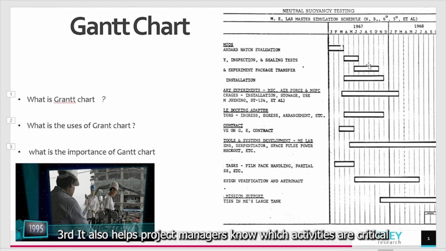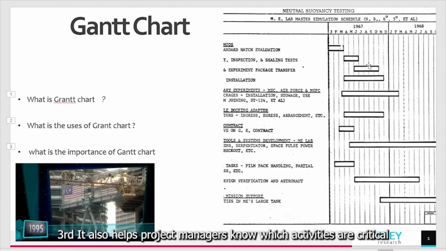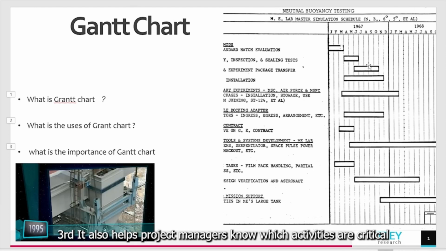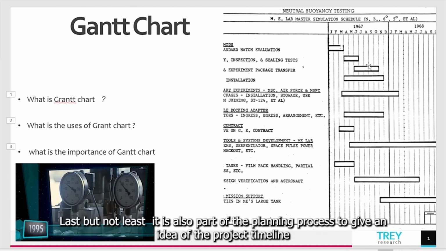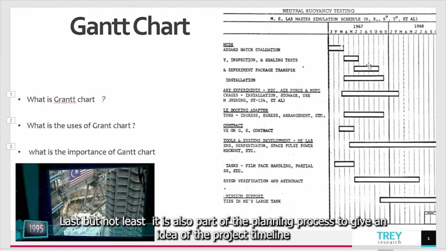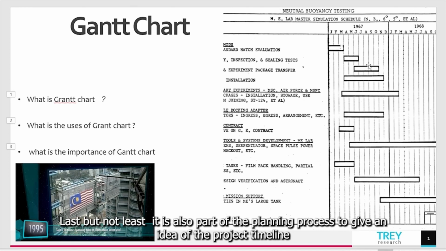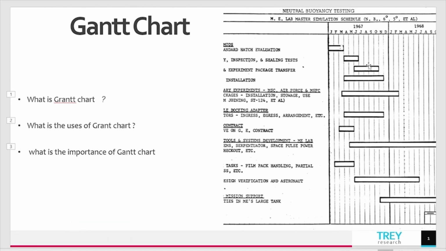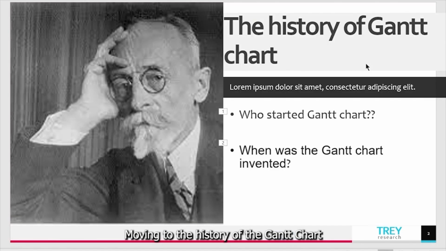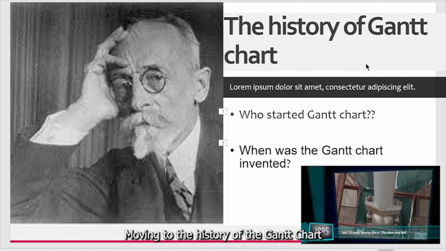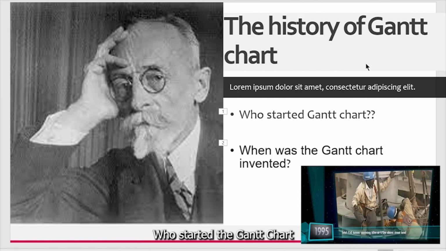Third, it also helps project managers know which activities are critical. Last but not least, it is also part of the planning process to give an idea of the project timeline. Moving to the history of the Gantt chart. Who started the Gantt chart?